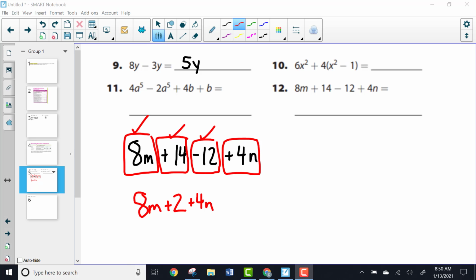So this concludes a video on generating equivalent expressions. If you have any questions about this concept, please come and see me.